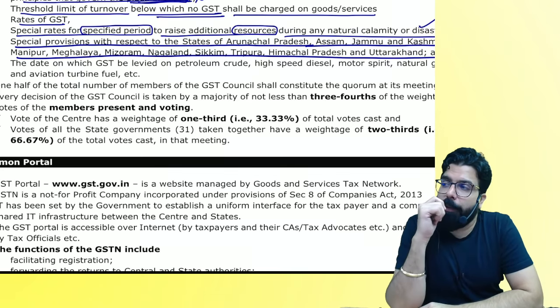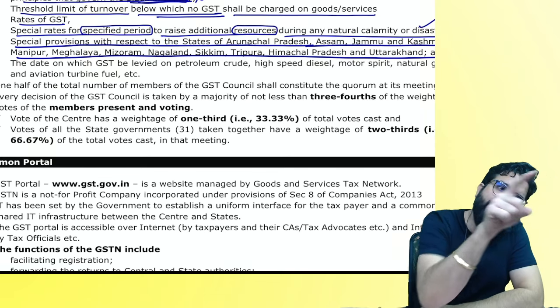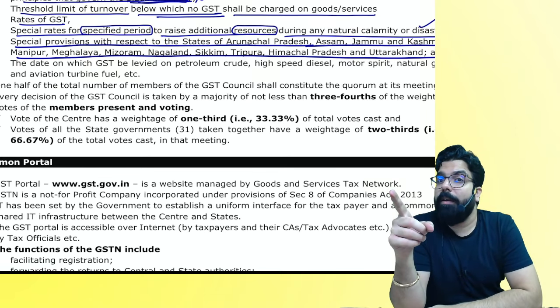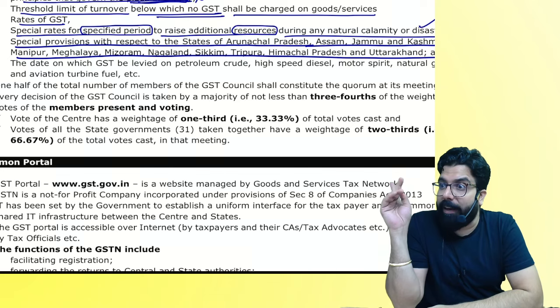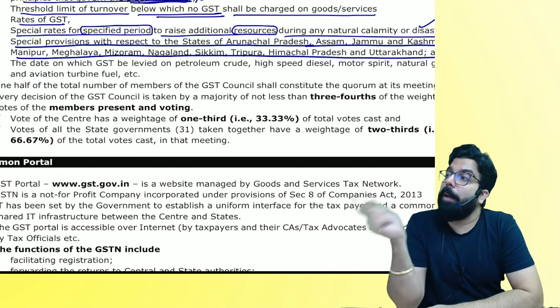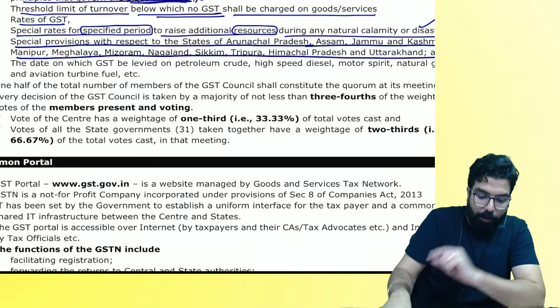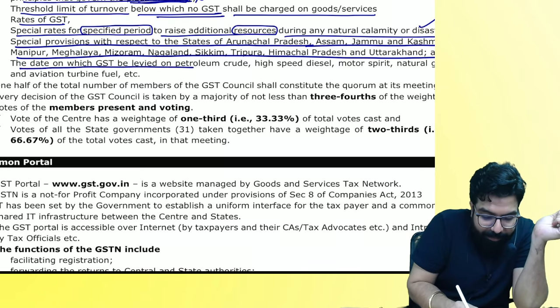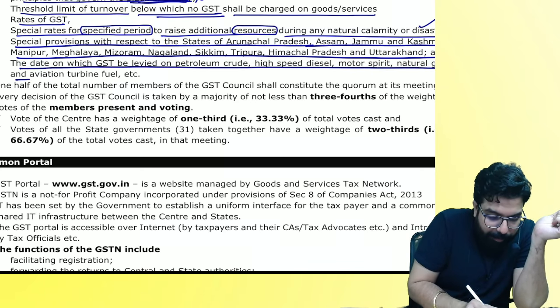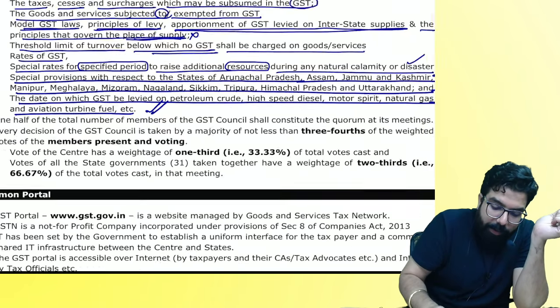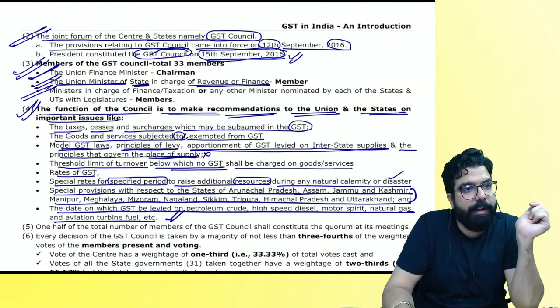Petrol. Tell me one thing, can the government ever charge GST on alcohol? Why? Because the government has made a promise in the Act. Yes, everyone, in the Act. But can the government charge GST on petrol? When? When the council allows. See, everyone, the date on which GST is to be levied on HSD, who will decide? The council will decide. Are we all clear till here, everyone?